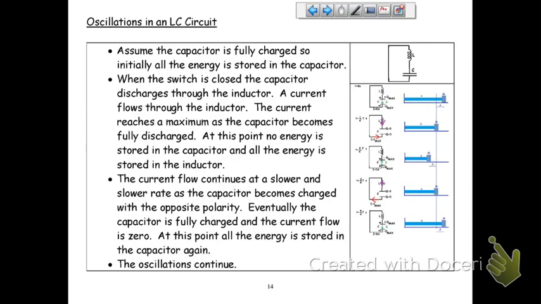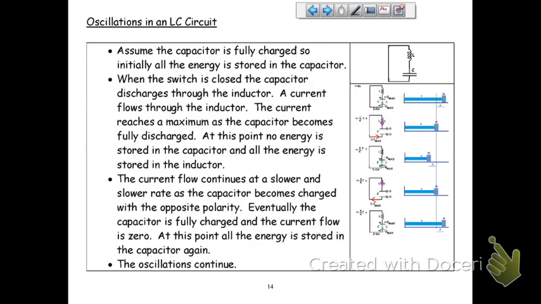Assume the capacitor is fully charged. Clearly, if there's no charge on the capacitor and there's no current flowing through the inductor, there's nothing happening. So we've got to prime this thing. Just like when you put a mass on a spring and you just leave it on the table and look at it, nothing happens. You've got to put some energy in it to get it to start oscillating. So we've got to put some energy into this system to get it to start oscillating.